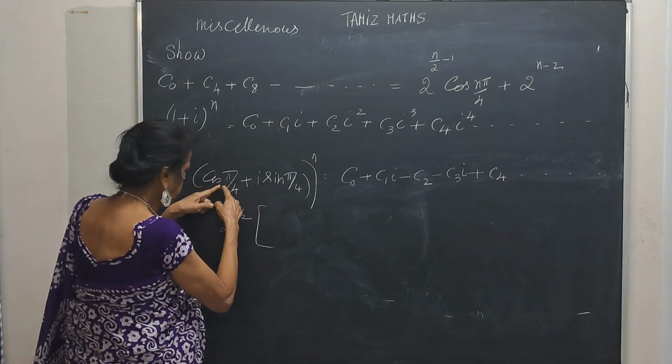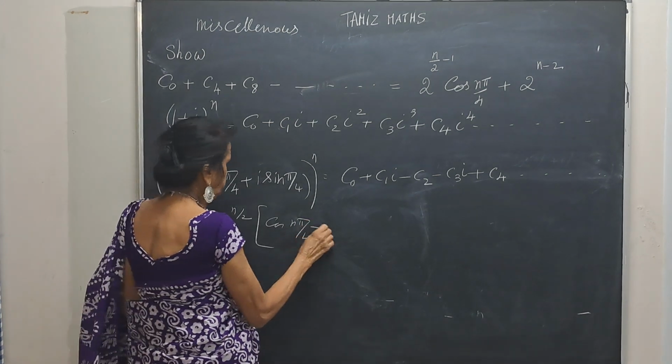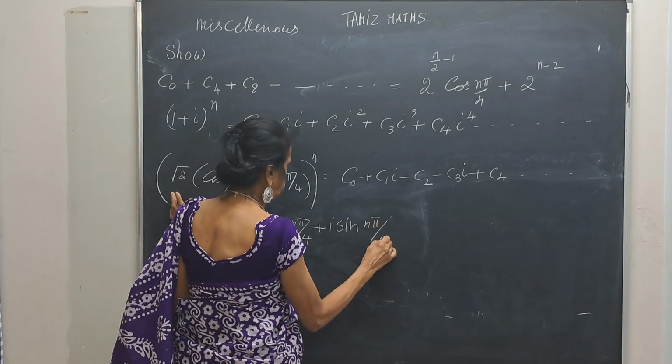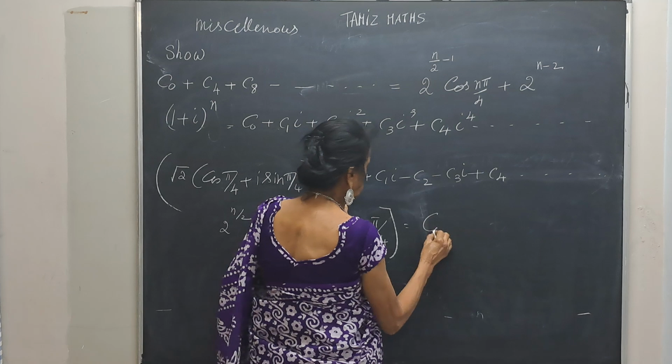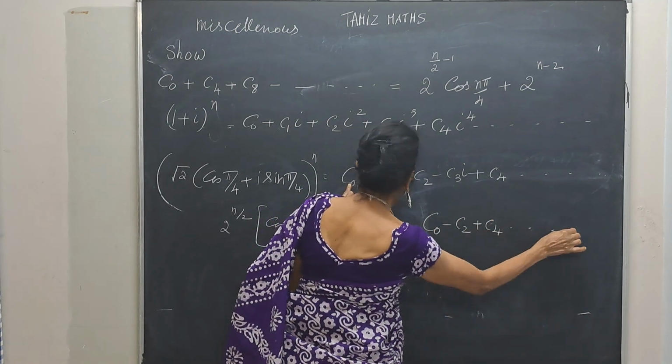Apply De Moivre's theorem for this: cos n pi by 4 plus i sin n pi by 4. Okay students, okay viewers, what is the real part here? C0 minus C2 plus C4 and so on.